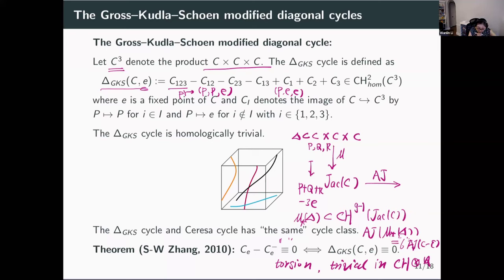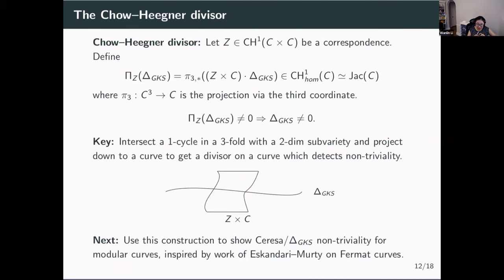Okay, so this justifies why I wanted to study the Ceresa cycle, but now I'm introducing this new modified diagonal cycle. And remember why I introduced this cycle. First of all, I gave you a one cycle in a threefold to play with. And second of all, now we can visualize the Chow-Heegner divisor in the case of the Gross-Kudla-Schoen cycle more easily, because my ambient space is simpler. So what is a Chow-Heegner divisor?